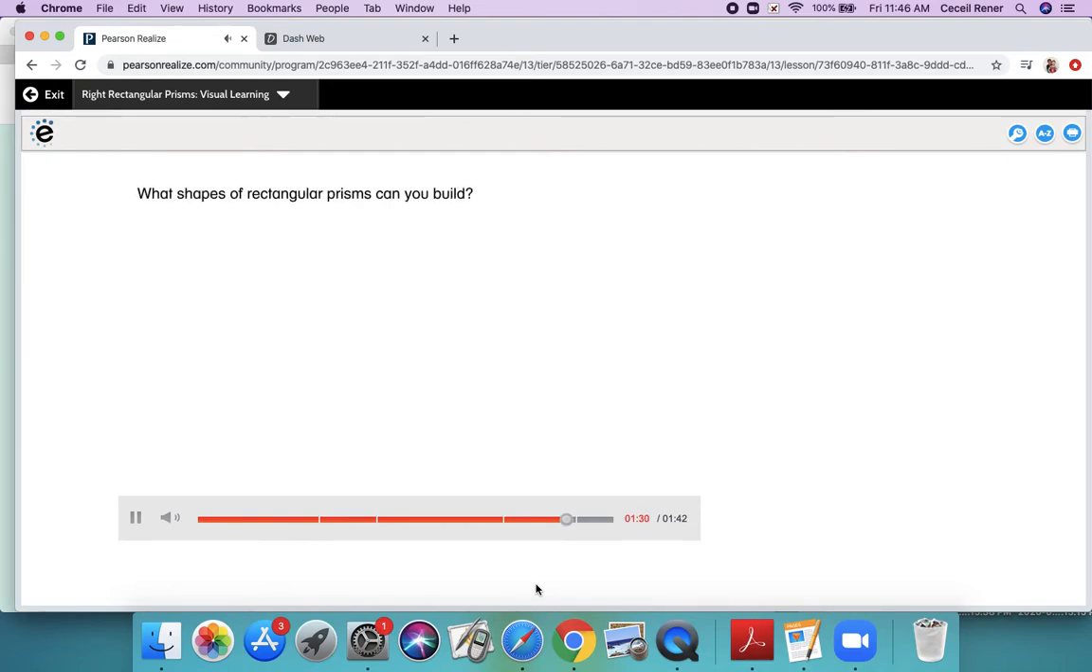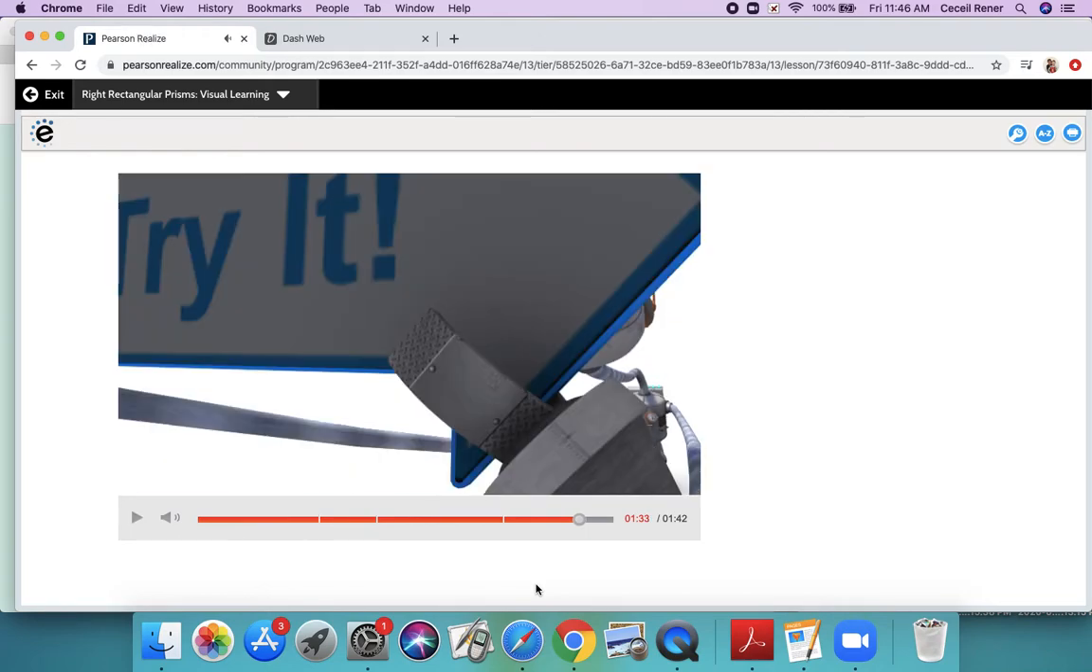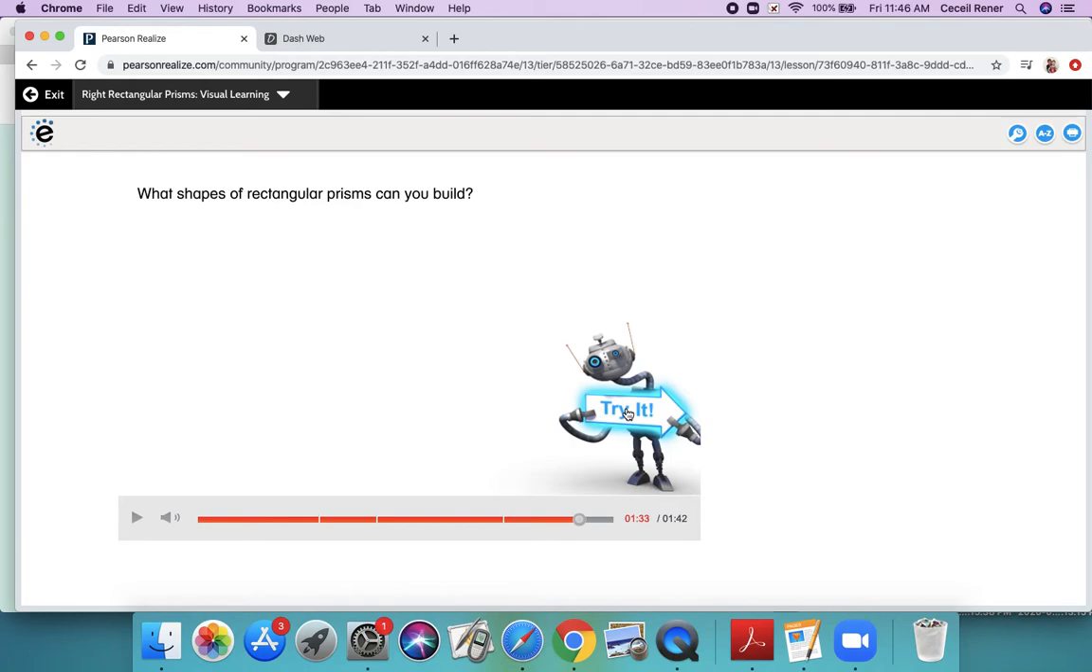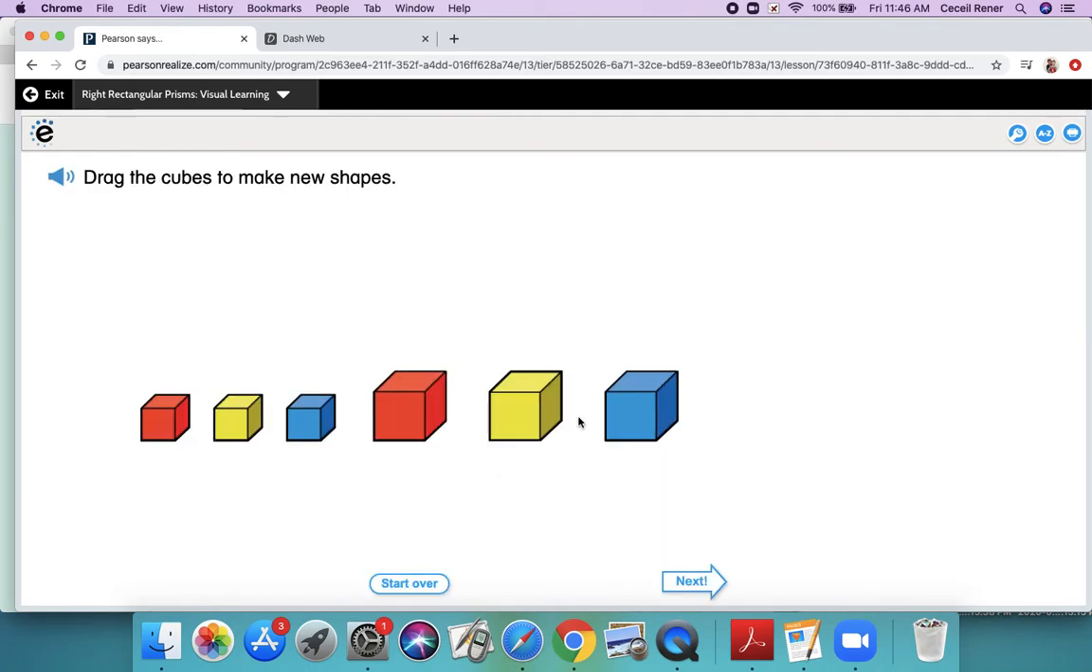What shapes of rectangular prisms can you build? So let's see what we can build. It says drag the cubes to make new shapes. So we could put a shape there. What are we going to build?